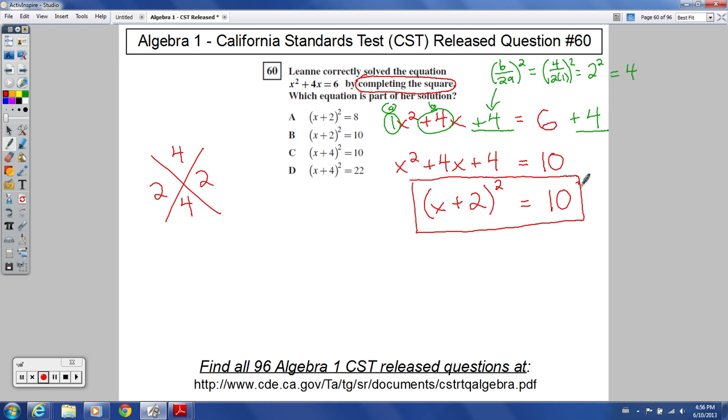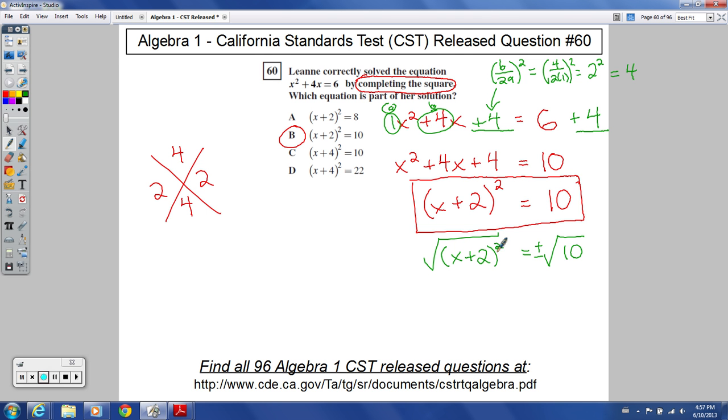I'm going to continue this problem for those of you that are wondering, well, if I did have to solve this, Mr. Wagner, how would I solve this completely? We'll get to that in just a moment here. But the answer shows up right there. We've got 10. How could we solve this, though? How could we continue this problem? We would take the square root of (x plus 2) squared. We would take the square root of both sides. We would think of this as either the positive or the negative value of the square root of 10.